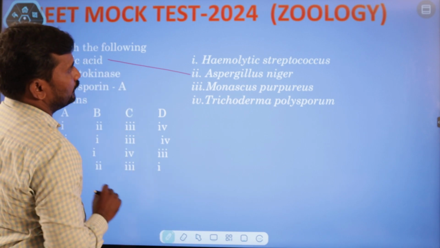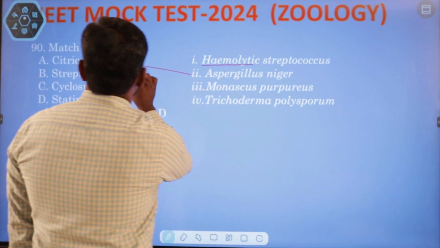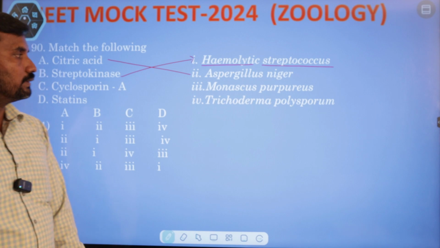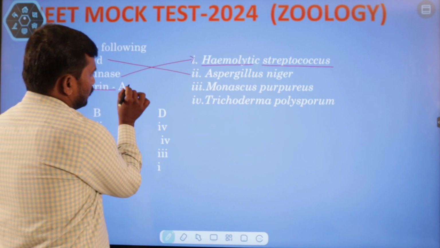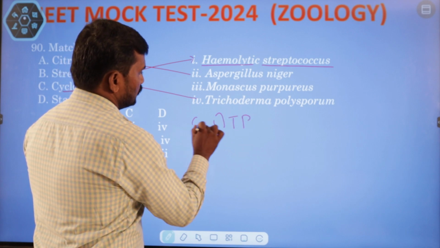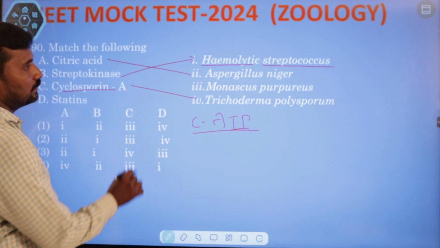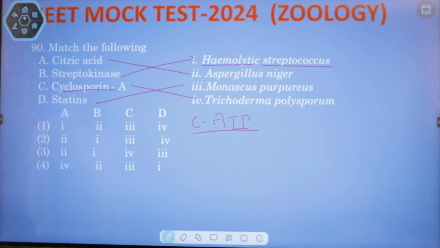We have studied everything. Streptokinase here just creates confusion. Hemolytics, but the term streptokinase is exclusively presented. We are going to extract streptokinase from Streptococcus. Then cyclosporin A, this is the immunosuppressive agent directly extracted from Trichoderma polysporum. Please keep it in your mind: cyclosporin A, Trichoderma polysporum. Then statin is coming from Monascus purpureus. So the correct answer is 2, 1 and 3, 4.